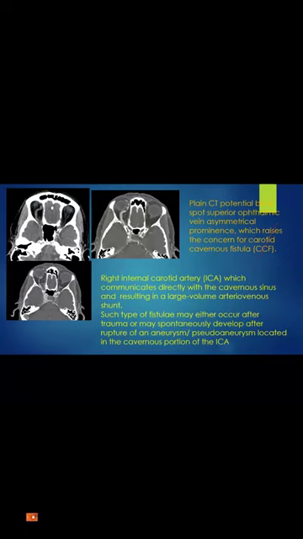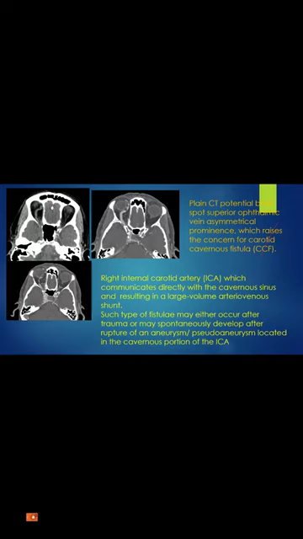Again, here, a plain CT potential blind spot is the superior ophthalmic vein asymmetrical prominence, which raised the concern of a CC fistula. This patient had, I think, headache and proptosis, and the CT brain was negative, but the only finding was this asymmetrical prominence of the superior ophthalmic vein, based on which I suggested CTA, and it showed that the right ICA communicates directly with the cavernous sinus, resulting in a large volume arteriovenous shunt.